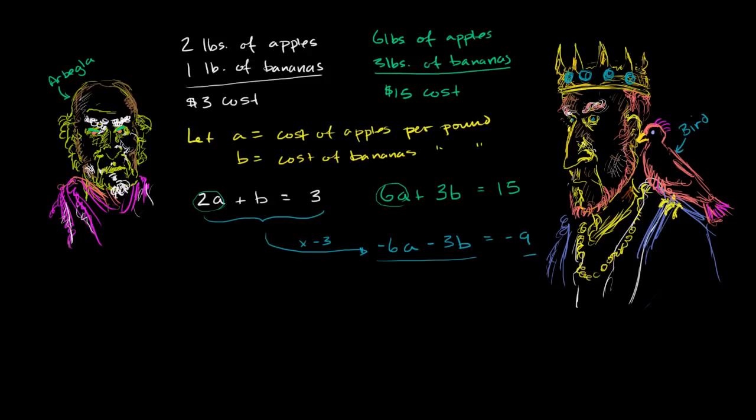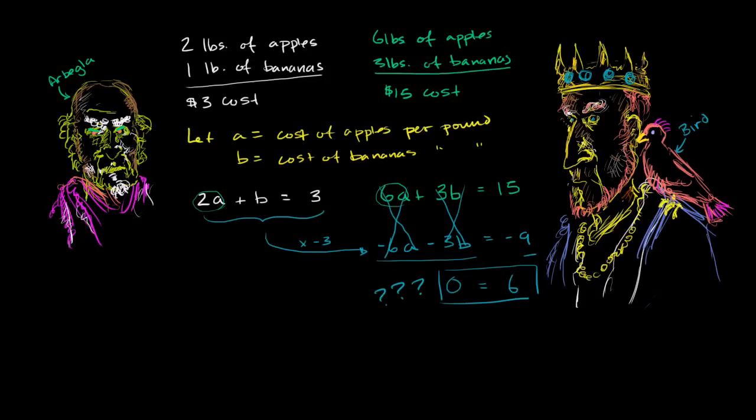Let's do it. So on the left-hand side, 6A and 6A cancel out. But something else interesting happens. The 3B and the 3B cancel out as well. So we're just left with 0 on the left-hand side. And on the right-hand side, what do we have? 15 minus 9 is equal to 6. So we get this bizarre statement. All of our variables have gone away, and we're left with this bizarre, nonsensical statement that 0 is equal to 6, which we know is definitely not the case.